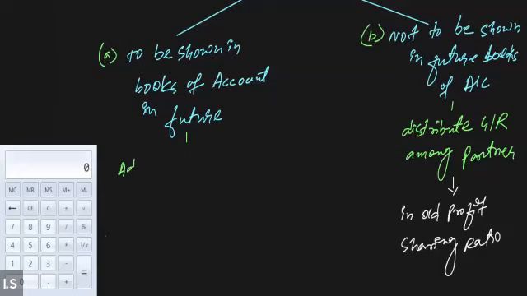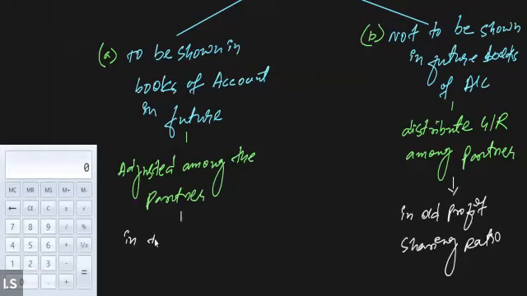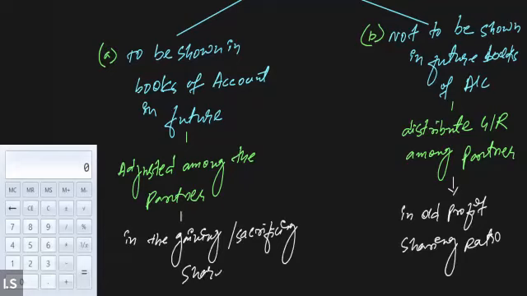It should be adjusted among the partners. So what do you mean by adjusted among the partners? That means we need to adjust it among the partners in their gaining and sacrificing shares. Depending upon their gaining and sacrificing shares, we will be adjusting it among the partners.